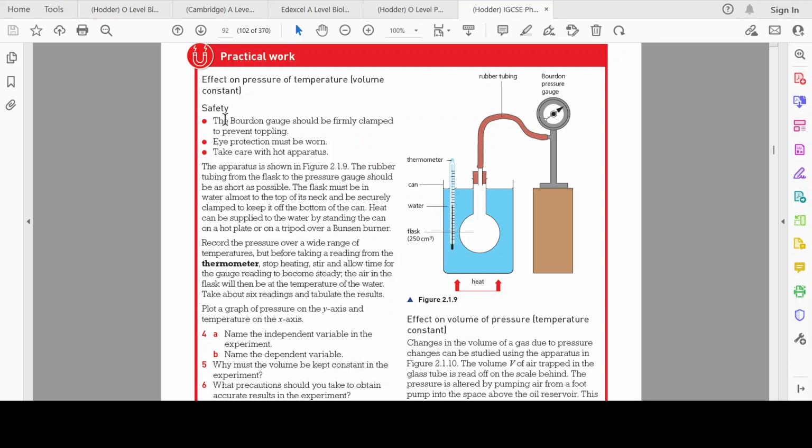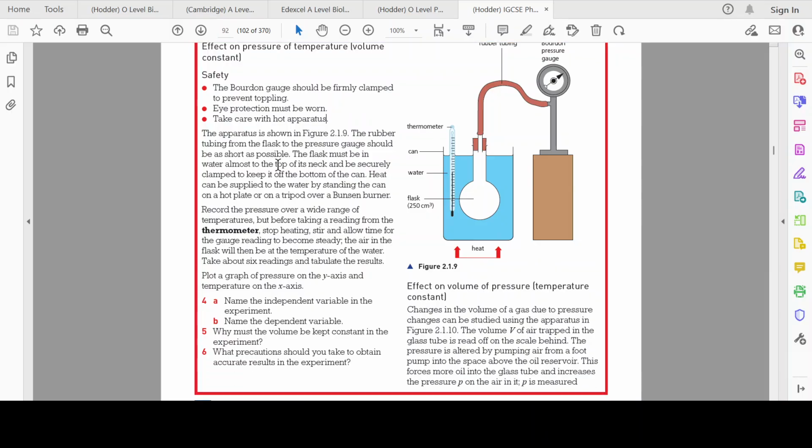The Bourdon gauge should be firmly clamped to prevent toppling. So this thing should be secured so it doesn't fall over. You need eye protection, and you need to take care with the hot apparatus because you are heating water, so you need to be careful. All right, so the apparatus is shown in figure 2.1.9.